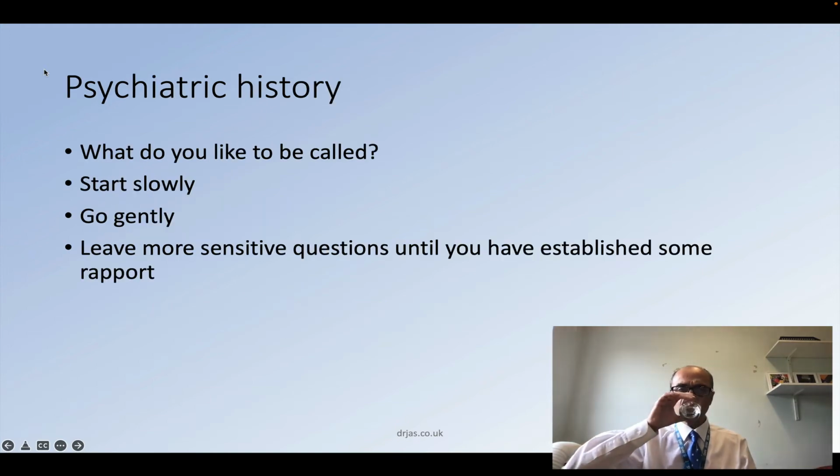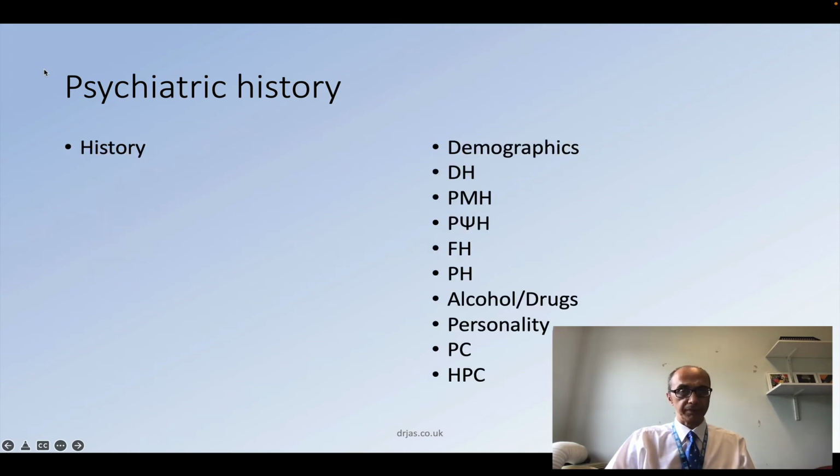Okay. So, what do you like to be called is a very important start to make the patient feel comfortable. Start slowly. Go gently, and you really have to leave the more sensitive questions until you've established some rapport. And I'm very keen on just chatting to patients, just to start with, just a starter to and fro of conversation. So leave sensitive questions till later.